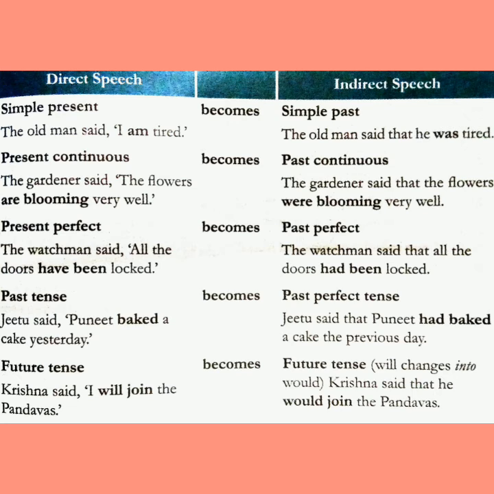In present perfect tense: The watchman said, "All the doors have been locked." It will become: The watchman said that all the doors had been locked. In past tense: Jitu said, "Punit baked a cake yesterday." It will become: Jitu said that Punit had baked a cake the previous day. And in future tense: Krishna said, "I will join the Pandavas." It will change to: Krishna said that he would join the Pandavas.